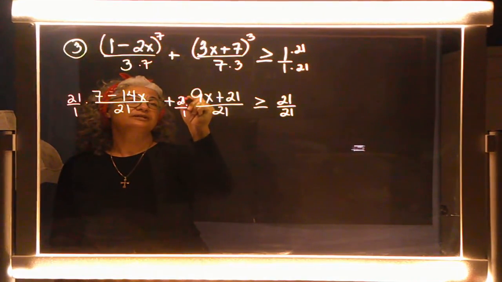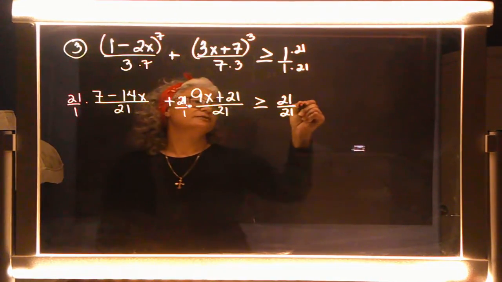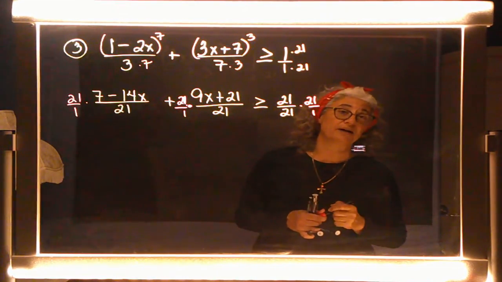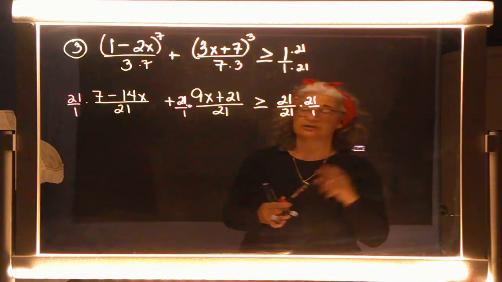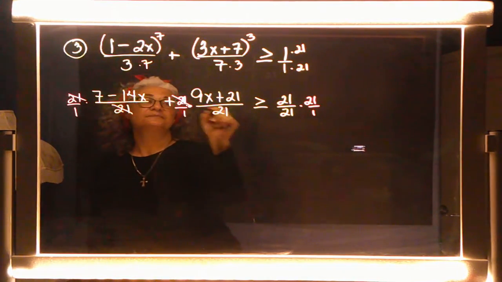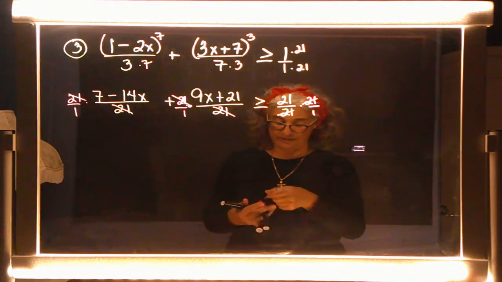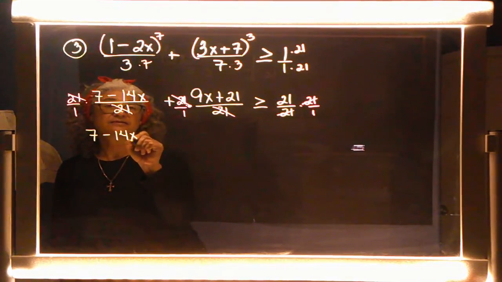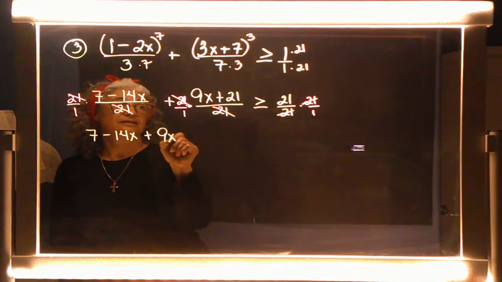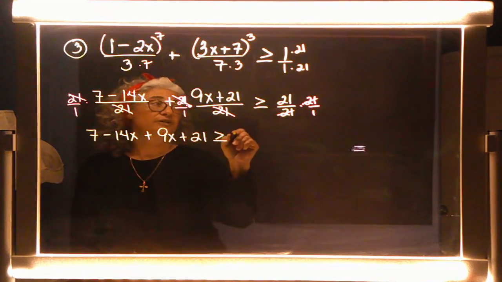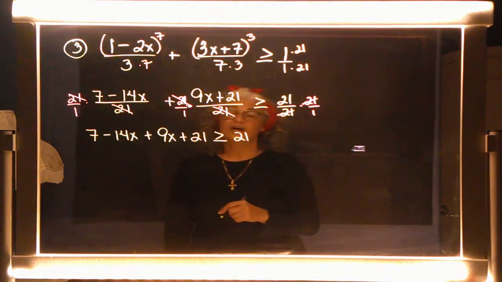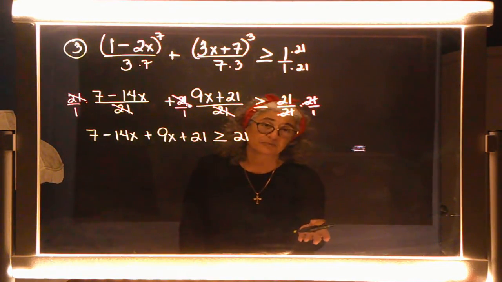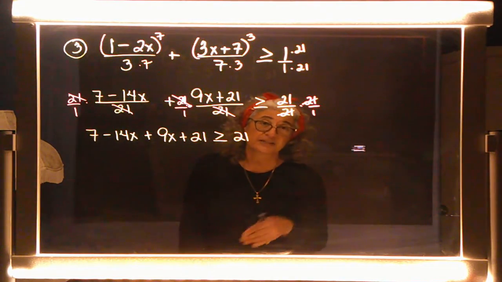So does the inequality sign flip? No, it does not. Remember, the only time the inequality sign flips is when you multiply by a negative number. Good. So these guys are going to cancel, and let's see what remains. I have 7 minus 14x plus the 9x plus 21 greater than or equal to 21. Cool? Okay, now this is very quick for us to solve, isn't it? Because there's nothing hiding the problem. There's no parentheses, there's no fractions, easy peasy.